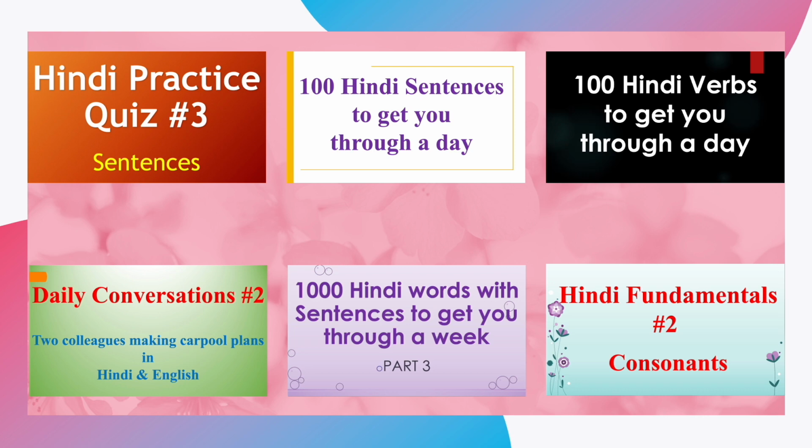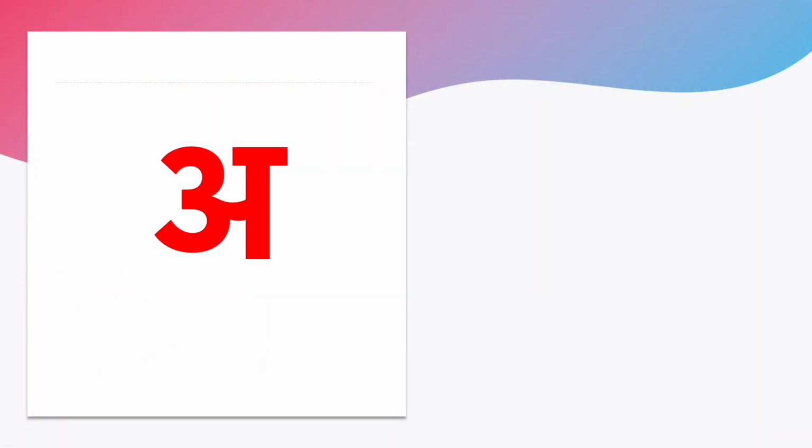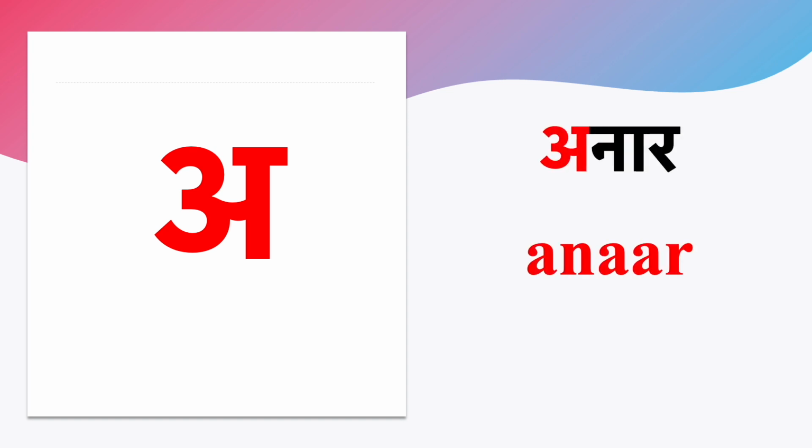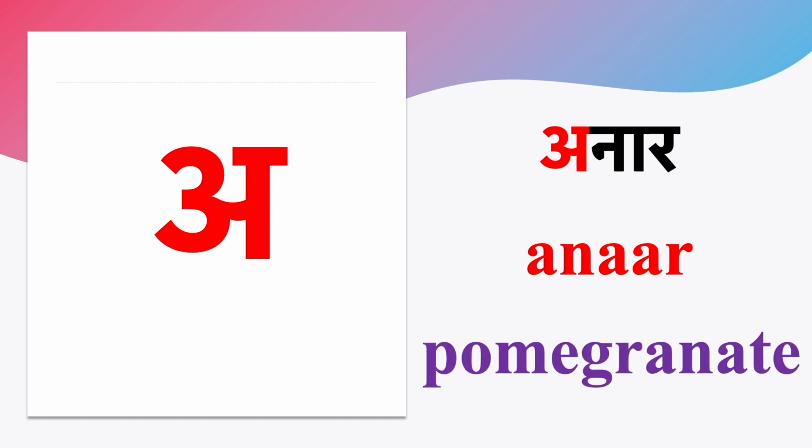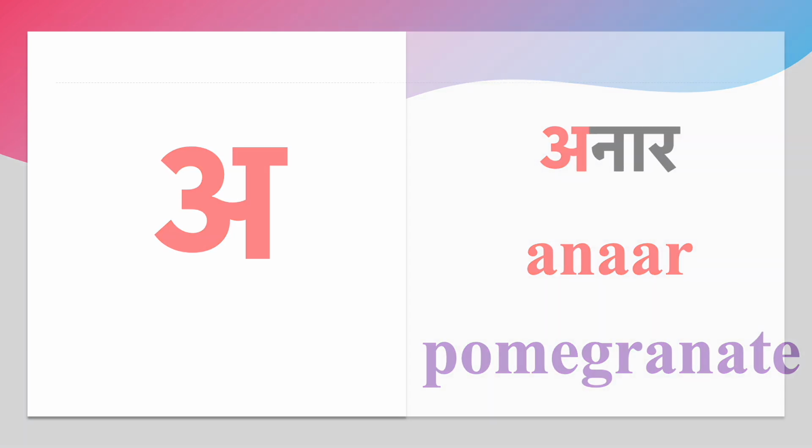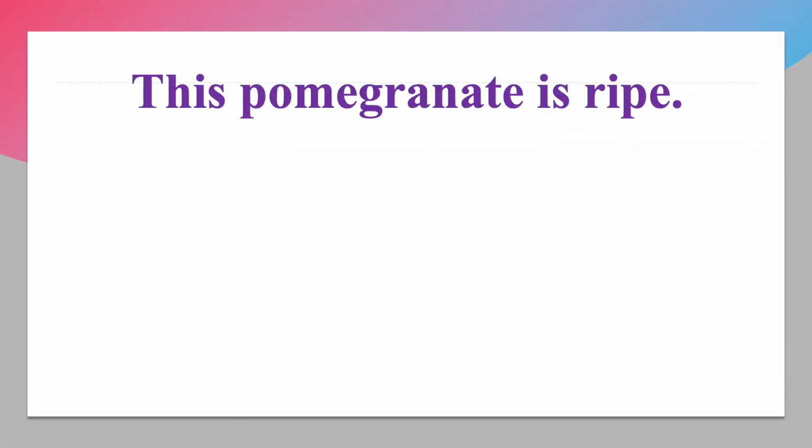Let's start. The first alphabet is A, and the first word with A is anar. Anar, in English, it means pomegranate. An example sentence is, this pomegranate is ripe.